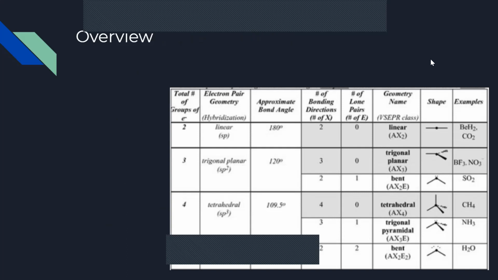So a quick overview looking at these shapes, we can get them from the total groups of electrons. We get to our hybridization based on the electrons. Think about our bond angles, the number of bonding electrons, lone pairs, geometry name, the shape, and some examples. So this is a table you can use as kind of a reference for studying.